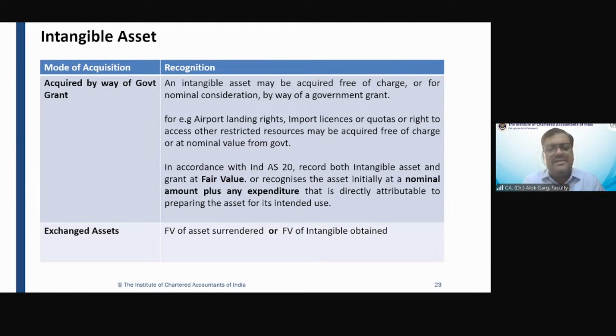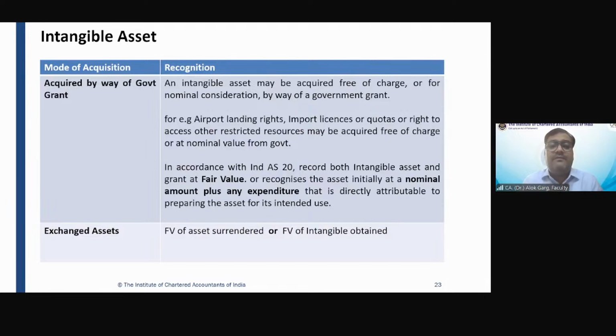My dear friends, this landing has some charges, right? So the government is giving the landing rights, which have a cost. But the government is saying not to worry, we will give you airport landing rights free of cost. Or we will give you import licenses, quotas, right to receive, right to access other restrictive resources. We will give you these intangible assets free of cost or at a concessional price. Okay.